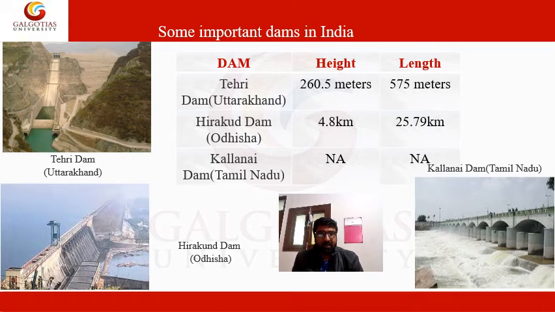The oldest one is the Kallanai Dam in Tamil Nadu over the Kaveri River, and it was built by the Chola dynasty around 100 BC. So this is all, and there are several other dams, and these dams are all being built for multiple purposes nowadays.